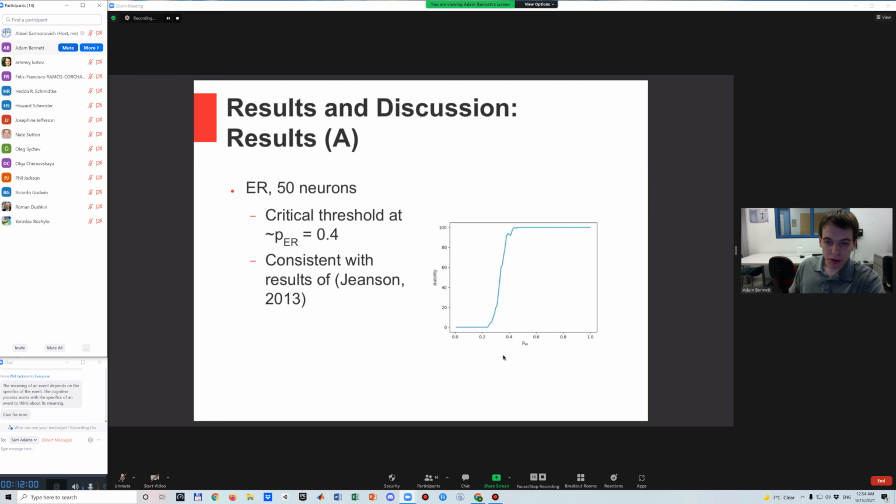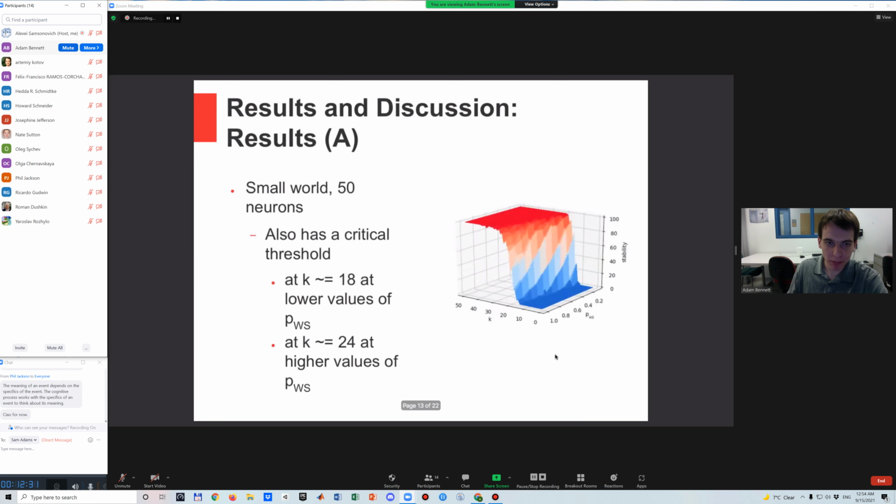So here's the results for the ER network with 50 neurons. The vertical axis of the graph there is just how many of the 100 networks converge to a stable pattern. And you can see that there's a critical threshold around 0.04 for PER there, where the network becomes stable for the most part. And this is consistent with the observations of Jensen when he did similar work.